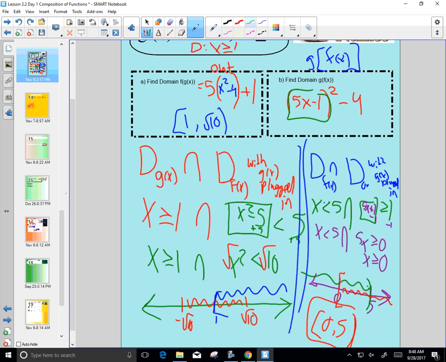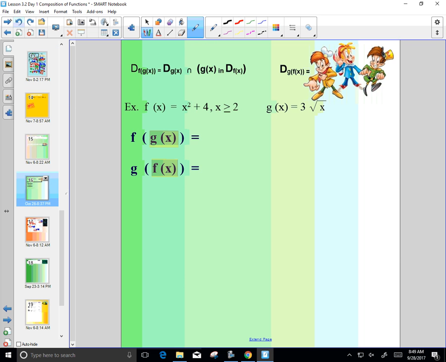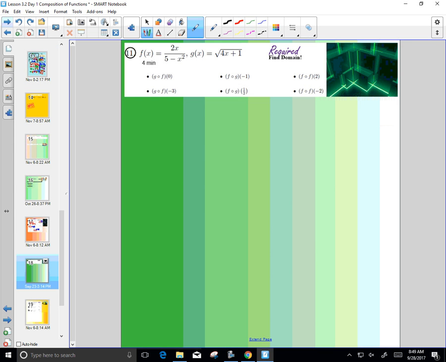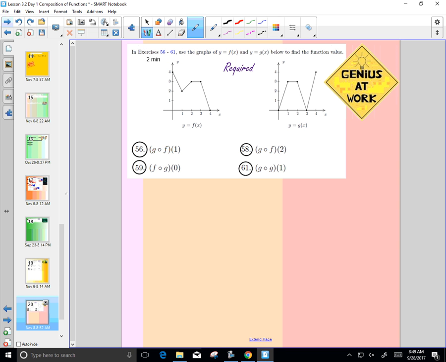That's the domain of the combination of g of f of x. Guess what? We're going to work on that tomorrow further. So we'll keep working on these. If they seem hard, it's because they are. And then for tomorrow, all you're going to do is you're going to do all these circled ones, which you said was easy. And then would you go real quickly to number 56?